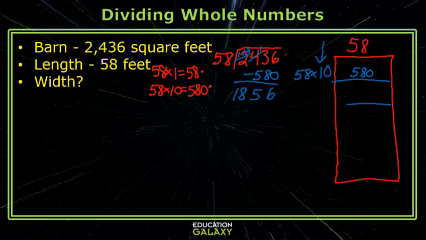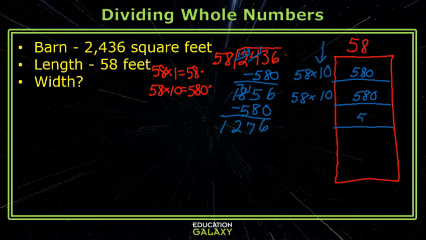I can take out another set of 580. I write 58 times 10 to keep up with my partial quotient. And I subtract 580. Keep doing this until we have less than 580. You can go one more time.